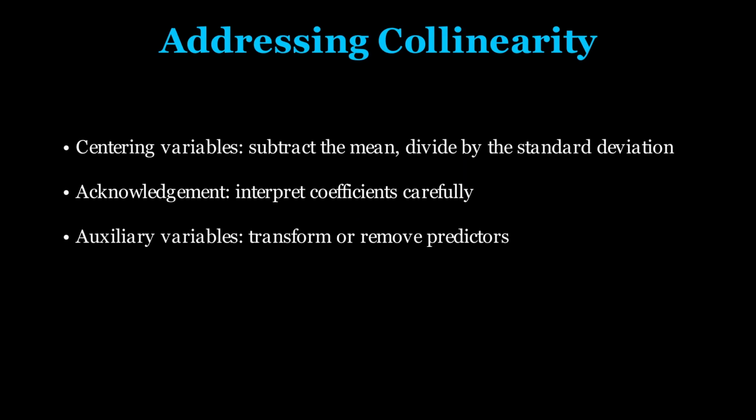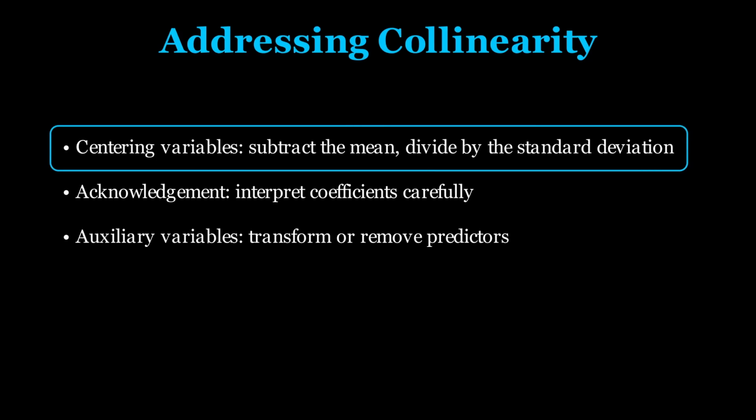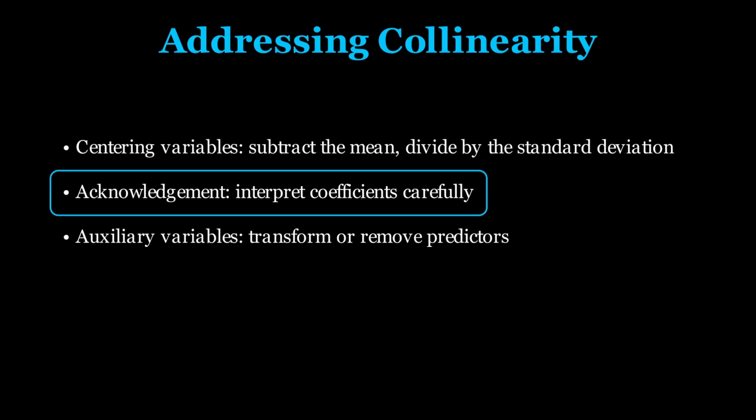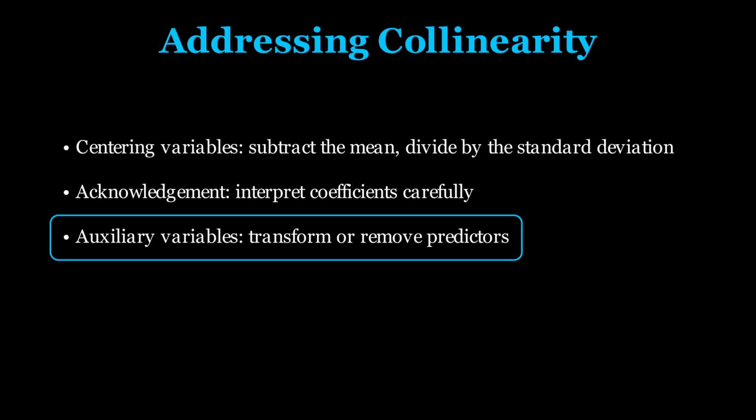3 strategies for addressing collinearity include the following. The first strategy is centering variables. Subtract the mean and divide by the standard deviation, especially when variables use very different scales. The second strategy is simply acknowledging the existence of collinearity. In observational business or economic data, collinearity may be unavoidable. The third strategy is to use auxiliary or transformed variables, or remove redundant predictors when substitution is not practical.